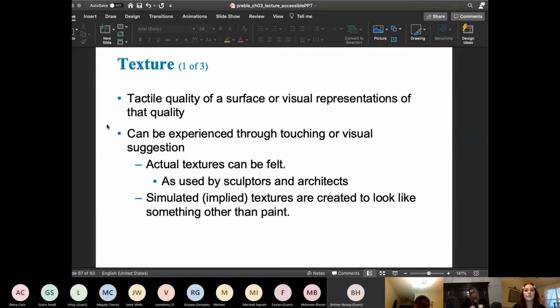Okay, moving on from color, we're going to go into textures. So it's easy to understand textures for sculptures, but paintings also have textures. So we're going to touch on how paintings have textures in a second. But first, we're going to focus on the easy one for sculptures. Textures are things that can be felt or experienced. Sometimes artists imply textures with paint, and that has a particular vocabulary word, which we'll get to in a second.